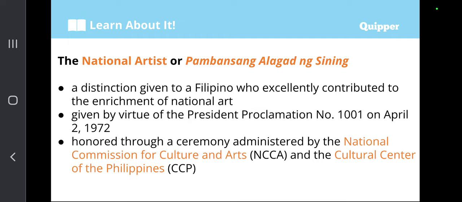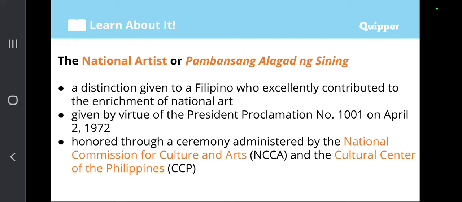Now, with that in mind, take note that for you to be considered a Pambansang Alagad ng Sining, you must become an expert of a particular field. Now, in this case, in literature. Since we are talking about the national artist or Pambansang Alagad ng Sining, you must be an expert of a particular sining. Kailangan how jud ka ana.